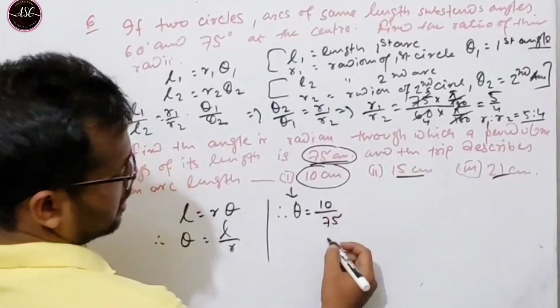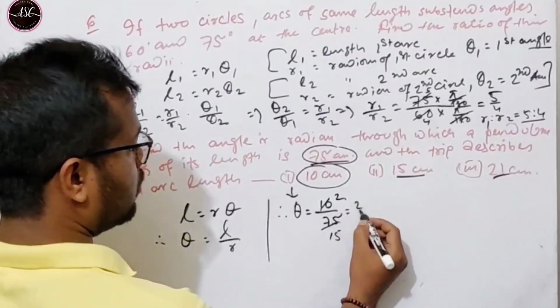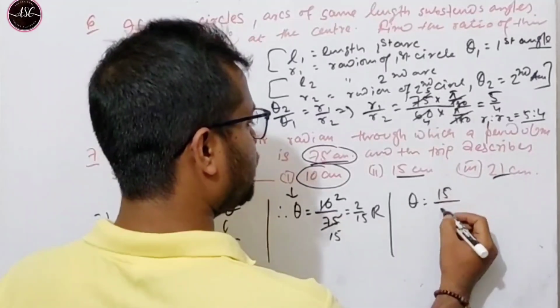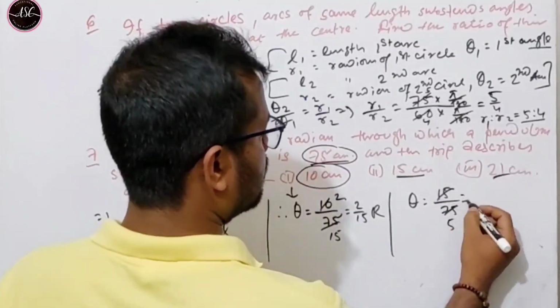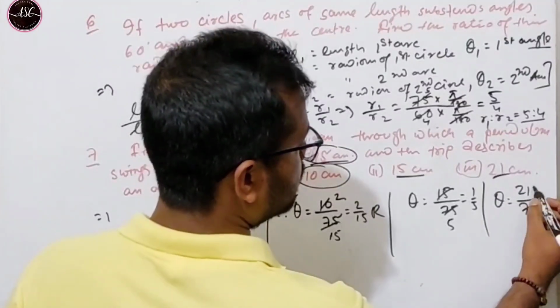Okay, so just calculate this. Cancellation this, we get 2 by 15 radian, and this will be the same. Theta equal to 15 by 75, 1/5, and this will be 21 by 75.